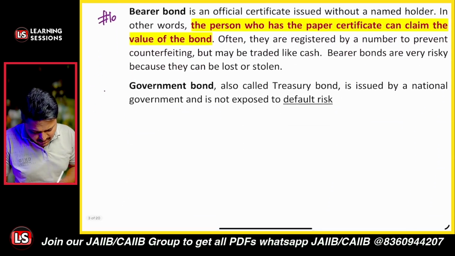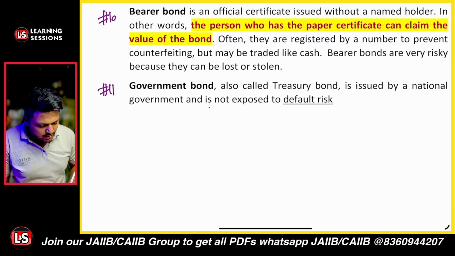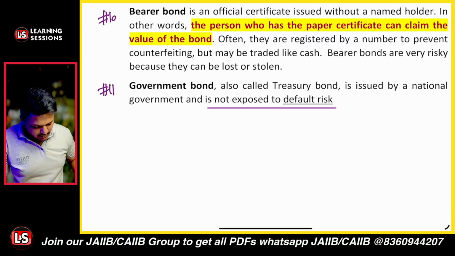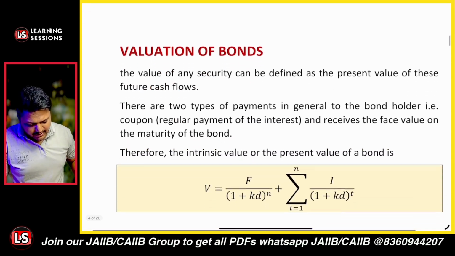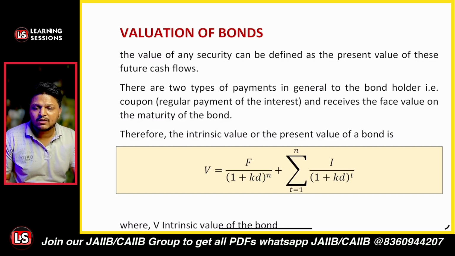The last one is related to the government bonds. Government bonds, also said to be the treasury bond, are issued by the national government, and they carry no default risk. After that, it's related to the valuation of the bonds, which is very much important so as to understand how the bonds are being valued.